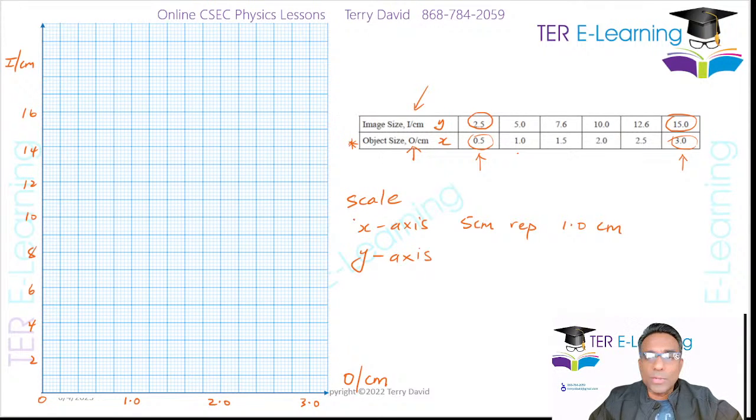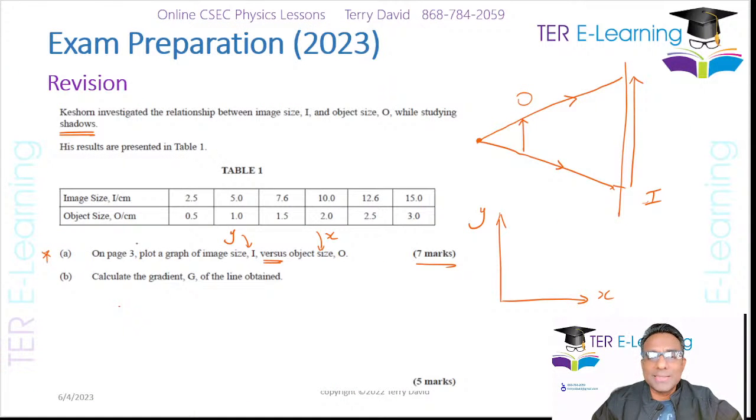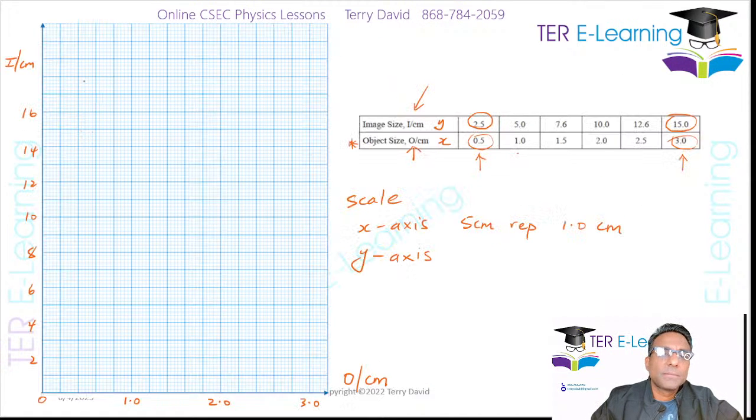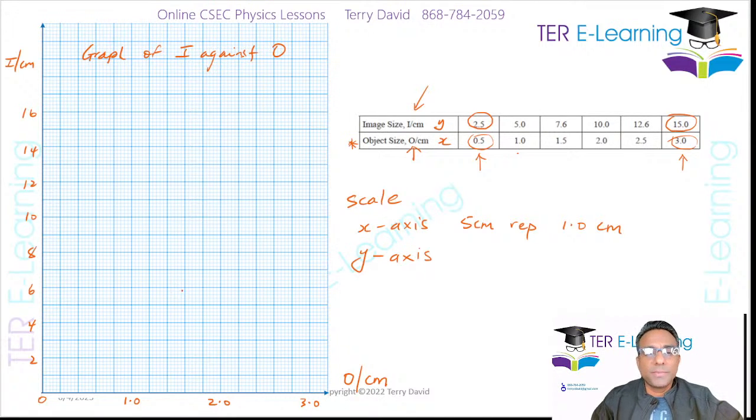All right, now, so I have everything labeled here, right? They're not going to give you marks for labeling your graph, but if you want to label your graph, what you do, you go back to the actual question, and you see the question says plot a graph of I versus O. So you can put that. You can say graph of I against O. You're not getting marks for that, but if you want to label it, go ahead and label it, right? So on my y-axis, 2 cm represents 2.0 cm, right?